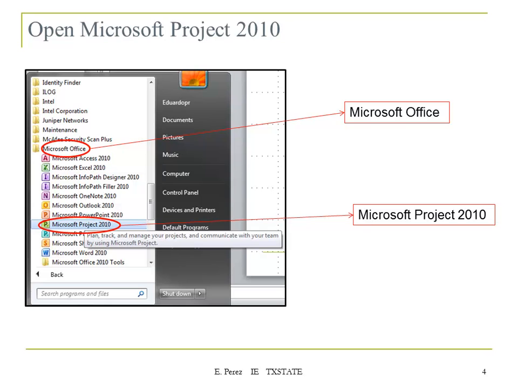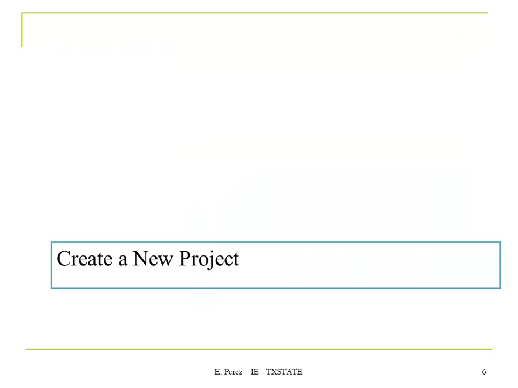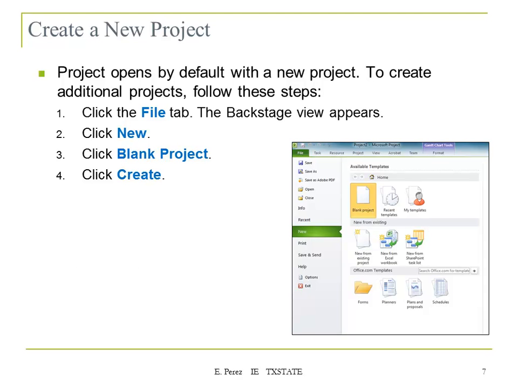Okay. So once you open, you click there. This is the window that you will see. This is the Gantt chart window, and we're going to be using this mostly for this lecture. When you open the software, it's going to give you this spreadsheet type of window. That's for you to create your project.